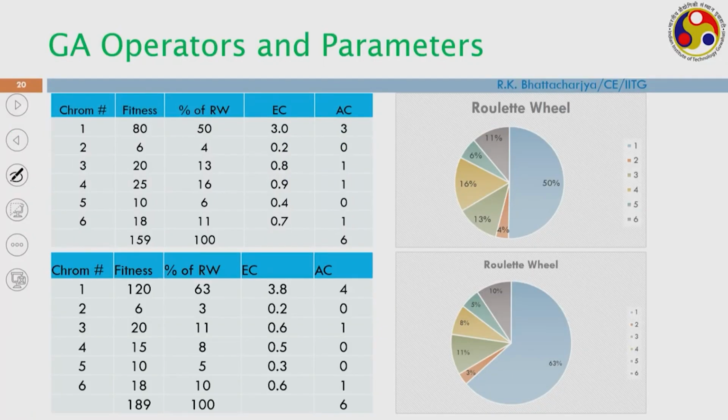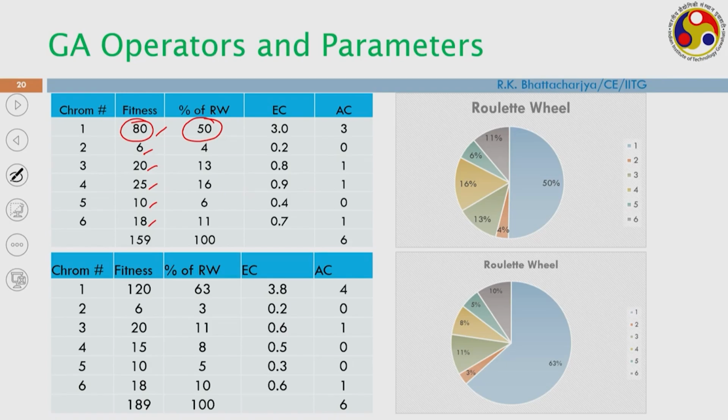The next question is, what is the disadvantage of this proportionate selection? The disadvantage is that if the fitness value of a particular solution is very high compared to the other solutions, as you can see in this table, the fitness value of solution 1 is 80, and the other solutions are 6, 20, 25, 10, 18. It means one solution is very good compared to the others. Then what will happen? It will occupy a very large area in the roulette wheel.